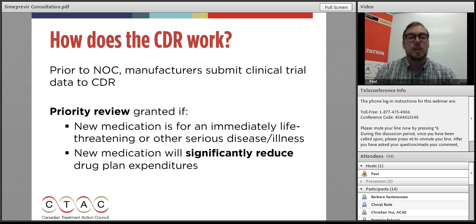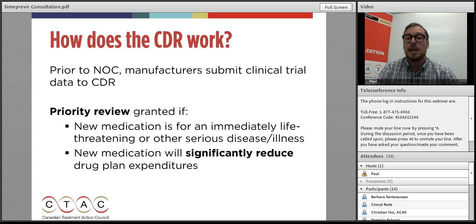How does the Common Drug Review work? I was talking about this NOC, this Notice of Compliance that's provided by Health Canada. The Common Drug Review invites the pharmaceutical companies that have made a new medication, prior to the Notice of Compliance being offered by Health Canada, to submit their clinical trial data to the Common Drug Review. And the Common Drug Review has a choice. If a new medication is for an immediately life-threatening or other serious disease or illness, as hepatitis C is, and if a new medication will significantly reduce drug plan expenditures, the Common Drug Review can elect to grant priority review for a new medication.